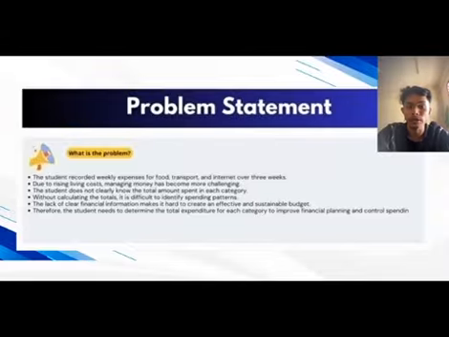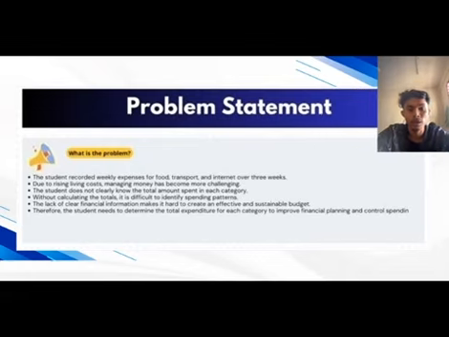First, we discuss the student's expenses for food, transport, and internet over 3 weeks. We want to find the total spending for each category, which category spends the most, the average spending per week, and how the student can reduce expenses. The equations help us clearly understand the spending situation.